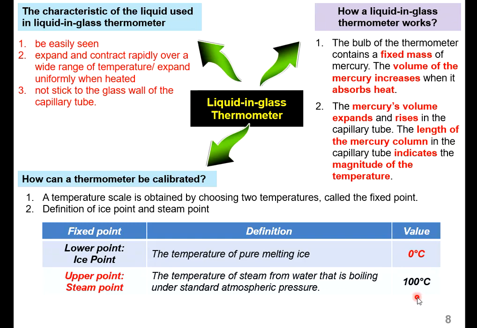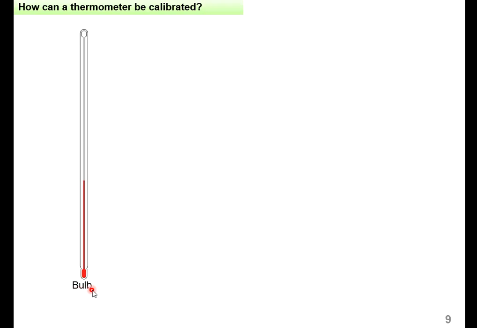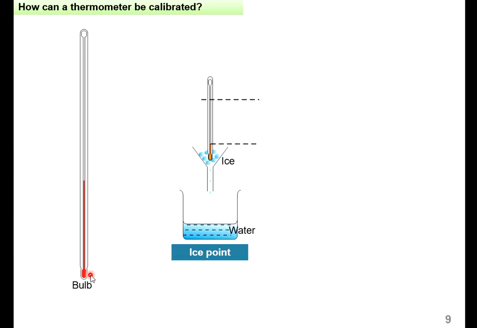So now let's learn how we calibrate a thermometer. Let's say here we have a capillary tube with a bulb containing mercury inside. And there is no scale initially for this particular thermometer. So how are we going to create the scales? Number one, the lower fixed point, which is the ice point.